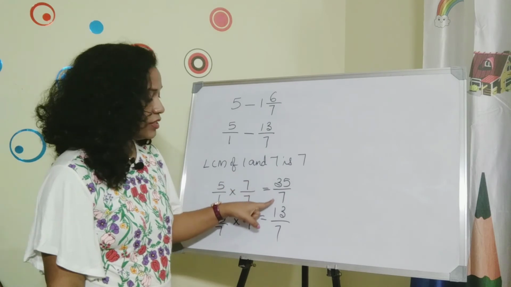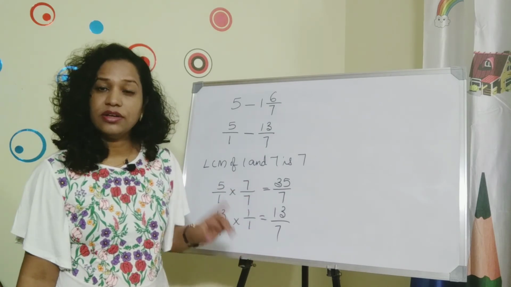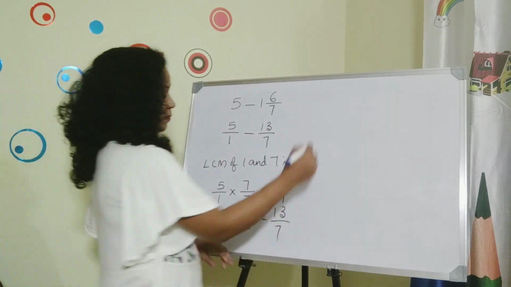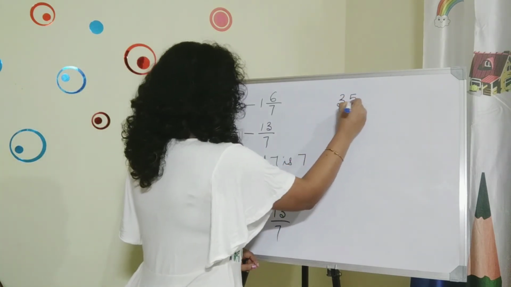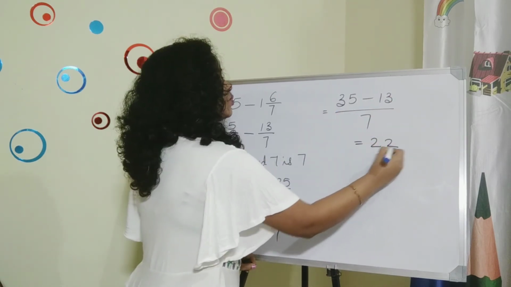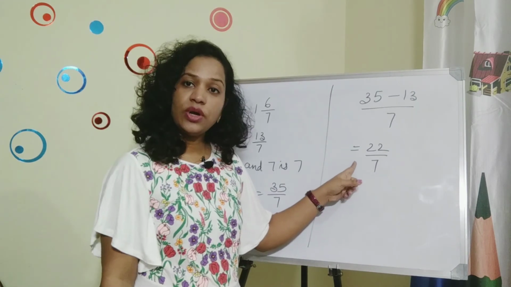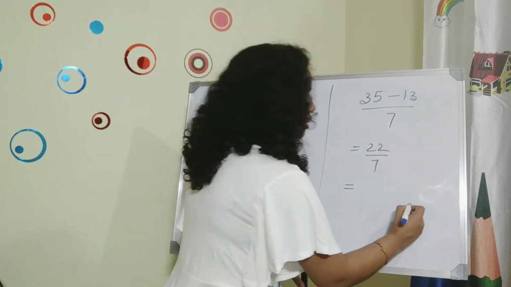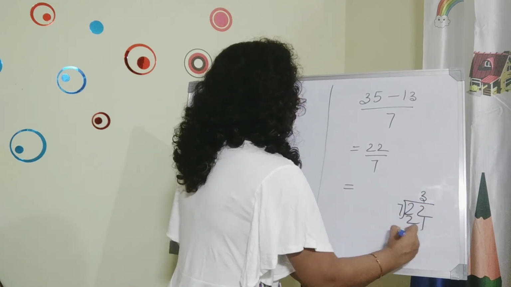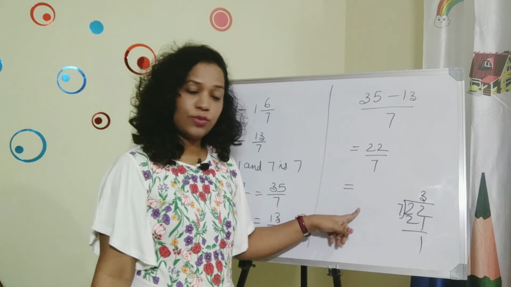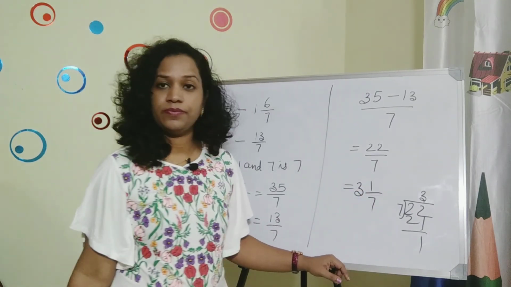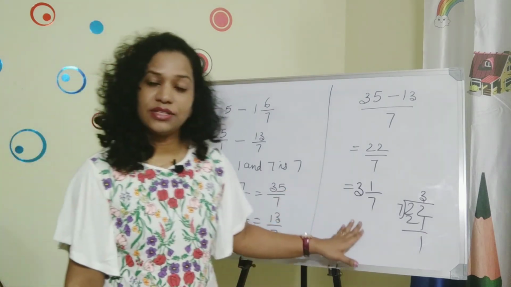Now 35 by 7 and 13 by 7 are the like fractions. So now we have to subtract them. 35 minus 13 by 7, 22 by 7. So what is 22 by 7? We can divide and find out. 22 divided by 7, 3 times 21, 1. So the mixed numeral will be 3, 1 by 7. Right. So let this answer be here.